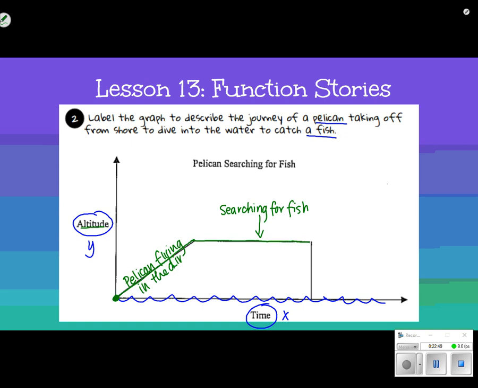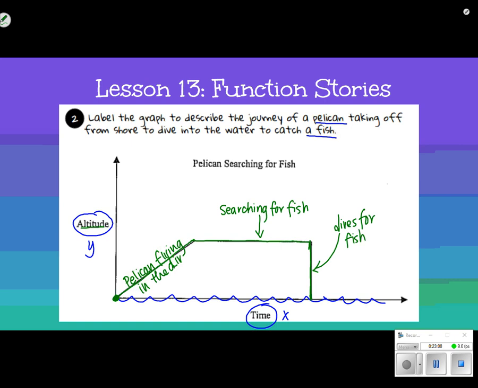And then this piece, we have like a drop straight down. Now that doesn't usually happen, but what it's indicating is something happened really quickly. And what happened really quickly? This is where it dives for the fish. And then it goes into the water.